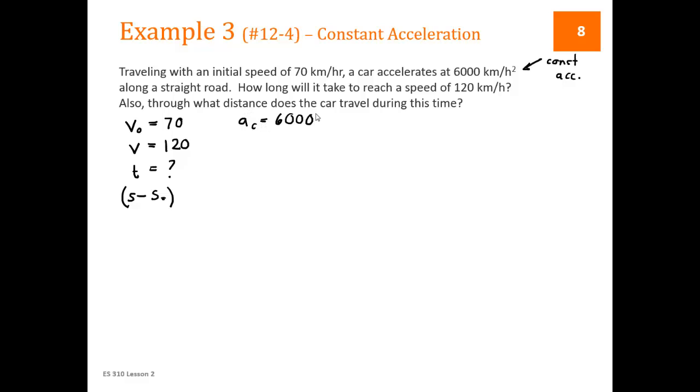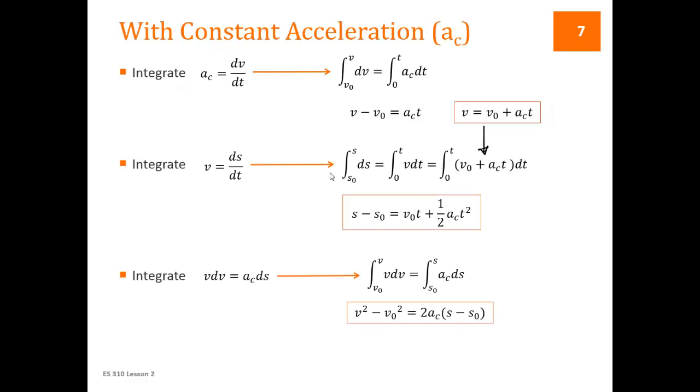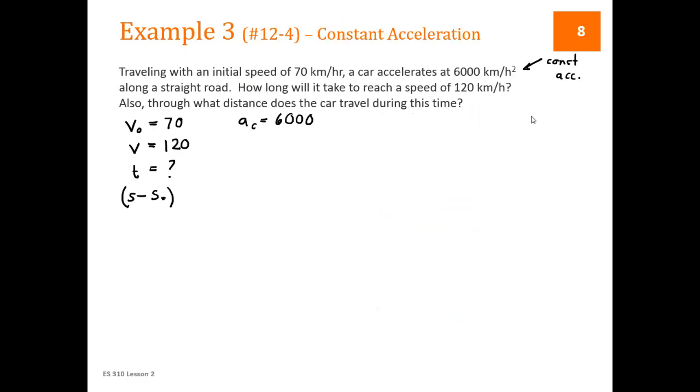So let's take a look at our equations. We're trying to find time. We're given initial velocity, final velocity, and acceleration. So if we look at our equations, we know v, we know v naught, we know a_c, we're looking for time. So to find time, we want to use this first equation: v is equal to v naught plus a_c t. We'll do this down here. v is equal to v naught plus a_c t.